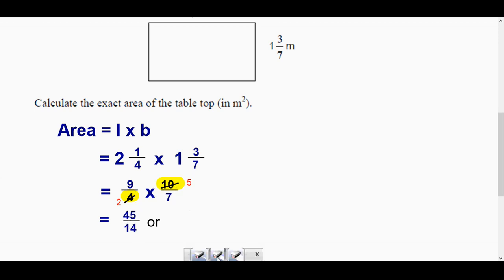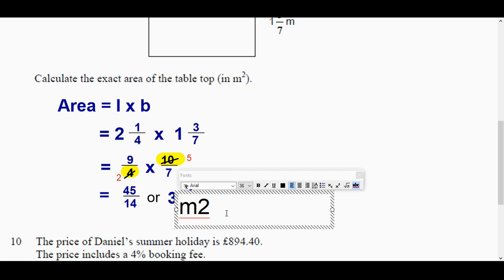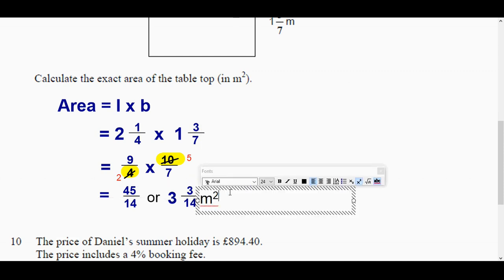Right, to finish off, you could say, okay, I want to get it into a mixed number. So how many 14s go into 45? Well, 3 14s are 42, with a remainder of 3 14ths. And it did say meters squared, so I better put that in there. So we'll just say, okay, meters squared, and to finish off, I'll make that a wee bit smaller. And there you have it.